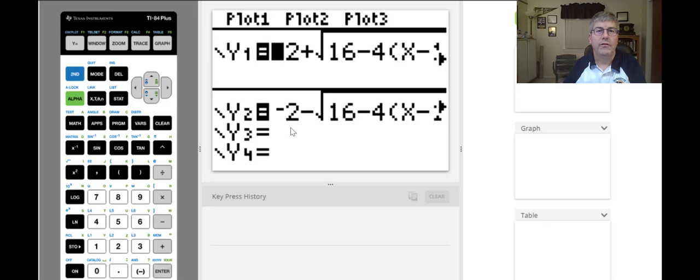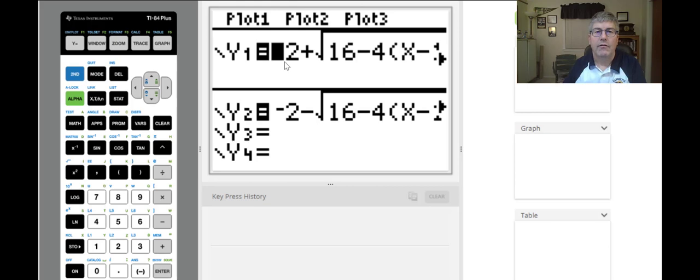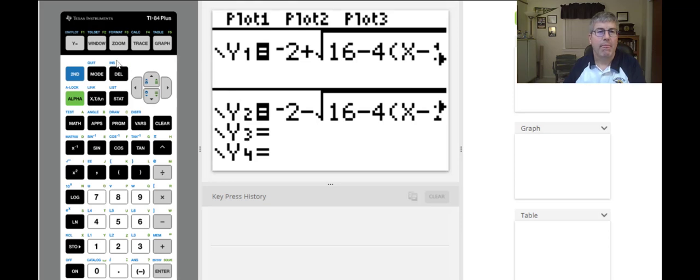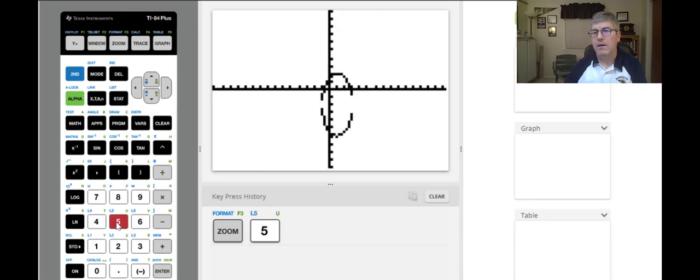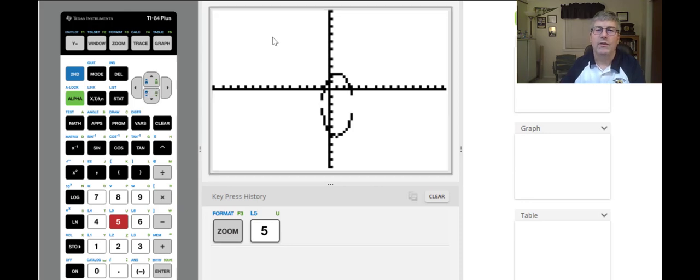So I've taken the liberty to go ahead and insert our two equations for our ellipse, the different halves. Under y1, I've got my negative 2 plus the square root of everything. And under y2, my negative 2 minus the square root of everything. I want to graph this in a square window, so I'll hit zoom square. And I've got a pretty good picture of what that ellipse might look like. If you want to play with your window and make that a little better, feel free to do so. You'll get plenty of time to practice more of this when I see you in class.